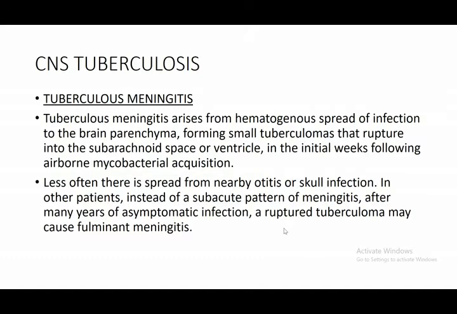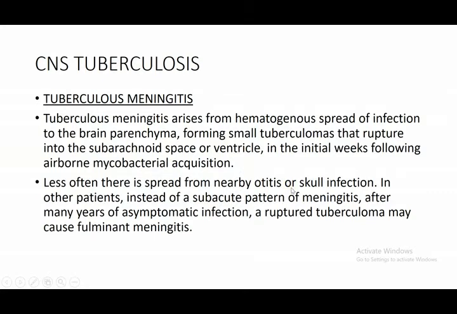To start with, tuberculous meningitis arises from hematogenous spread of infection to the brain parenchyma, forming small tuberculomas that rupture into the subarachnoid space or ventricle in the initial weeks following airborne mycobacterial infection. So this is the common pattern of involvement in the brain, hematogenous spread. But less often there is spread from nearby infective sources, for example, otitis media or skull infection.